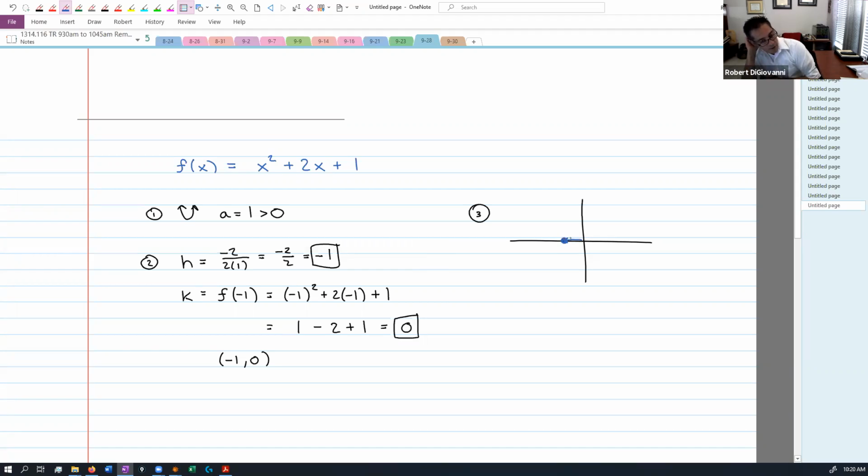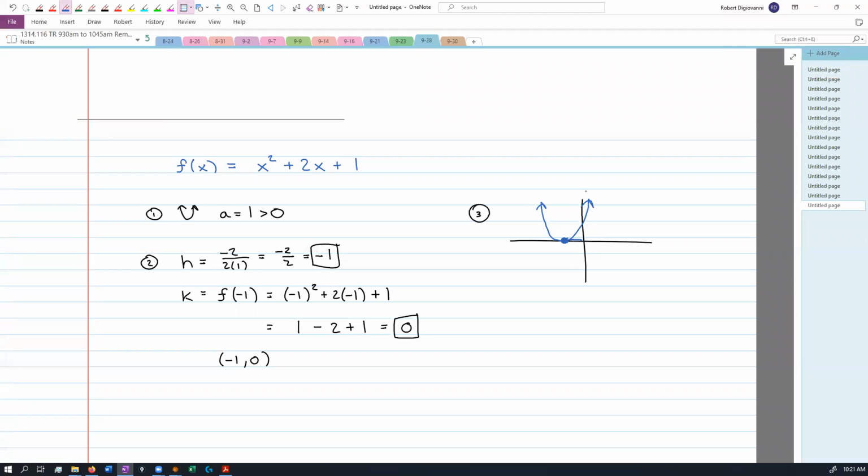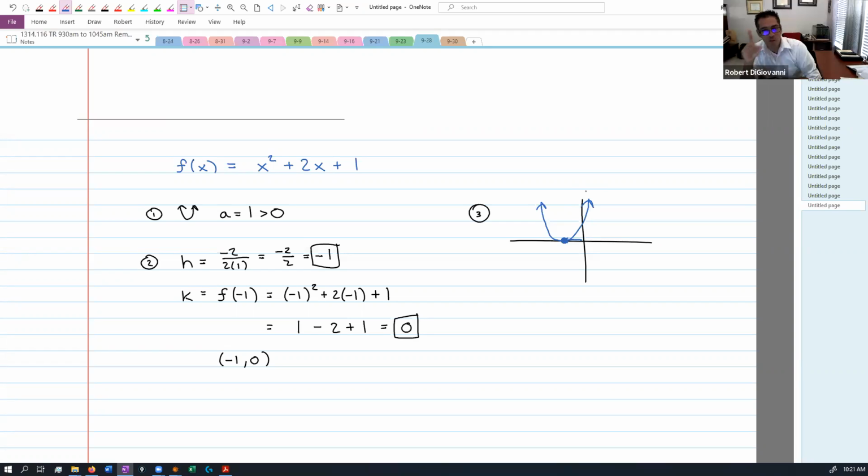And which way does my parabola open? Upward, right? Goes up because A is 1. What does that tell you? How many x-intercepts do you have? Yeah, we just have one x-intercept, don't we? We have one x-intercept, and it happens to be the vertex. The vertex is the x-intercept. This is the first time this has happened. Do y'all see this?